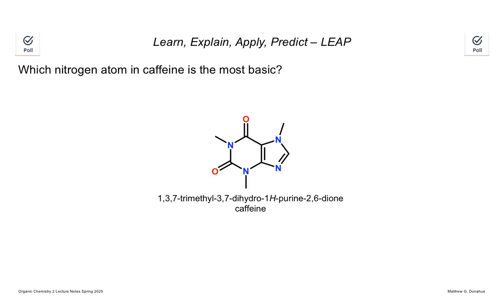So what about caffeine? We already said that all of the nitrogens are sp2 hybridized.